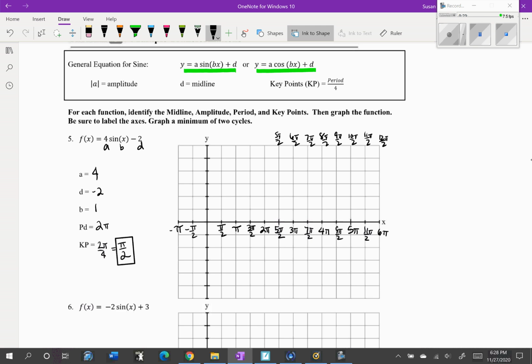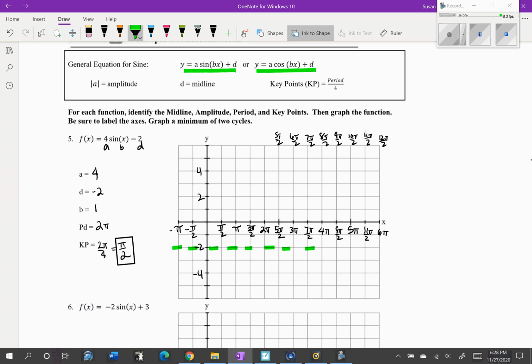And on my y-axis, I'm going to count by 2, so 1, 2, 3, 4, -1, -2, -3, -4. So always make sure you label, because these graphs, when you move them, look so similar. If you don't label them, it's hard to know. So next thing I always like to do is draw my midline. So my midline is at -2.